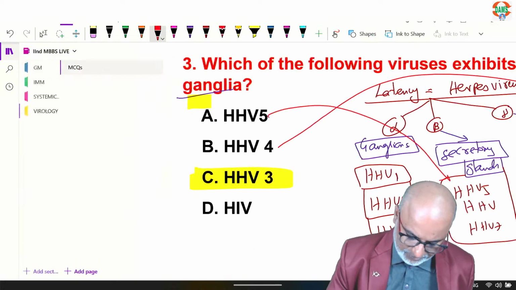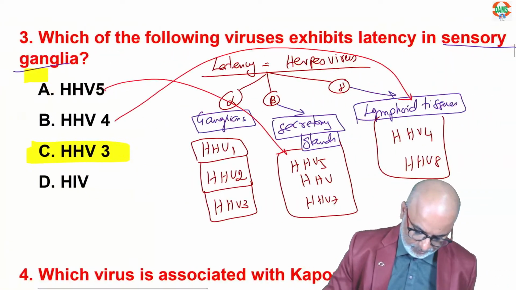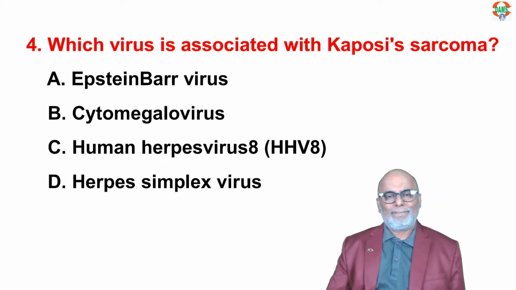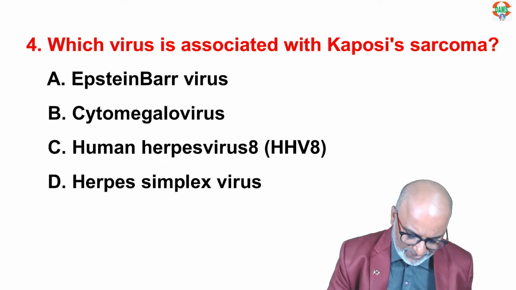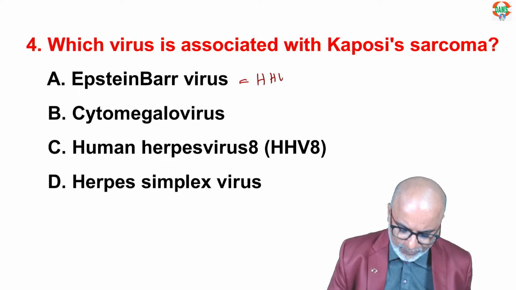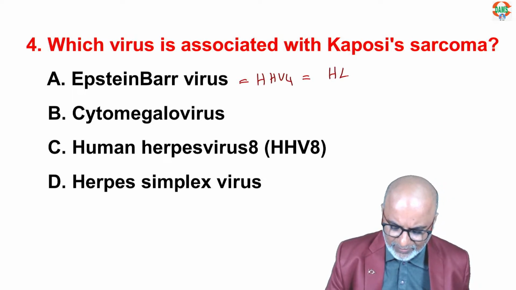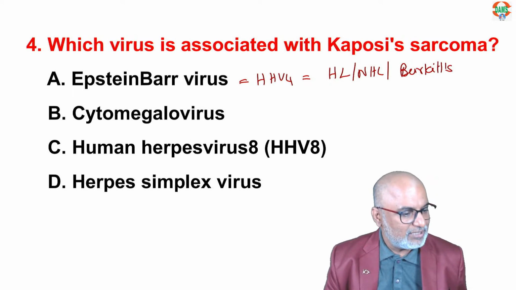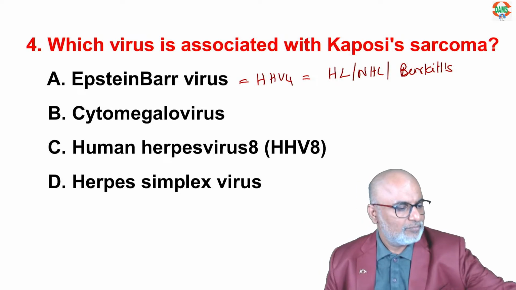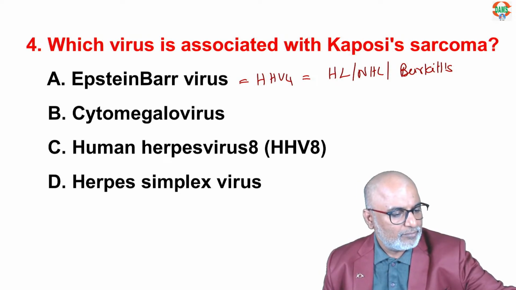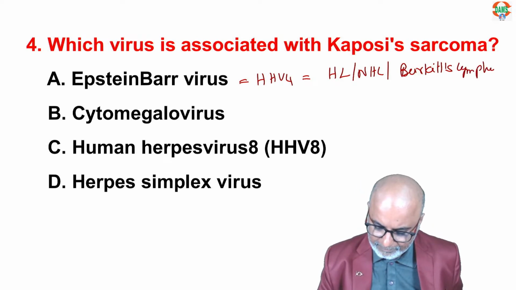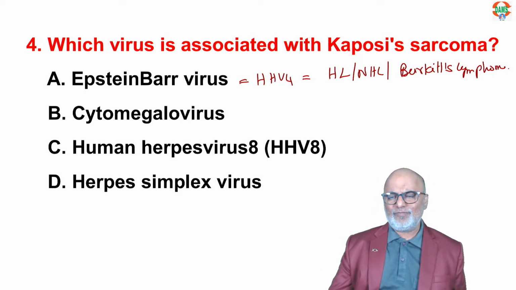Next is, which virus is associated with Kaposi sarcoma? Direct question. Epstein-Barr virus is otherwise called human herpes virus 4. It is associated with Hodgkin's lymphoma, non-Hodgkin's lymphoma, Burkitt's lymphoma, and nasopharyngeal carcinoma.